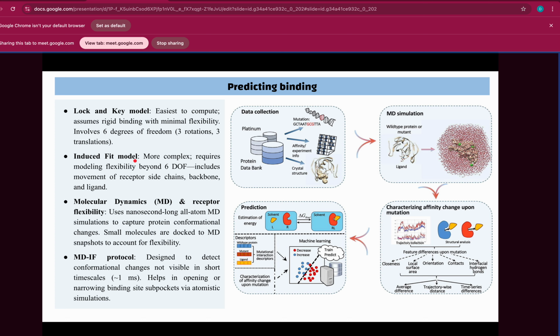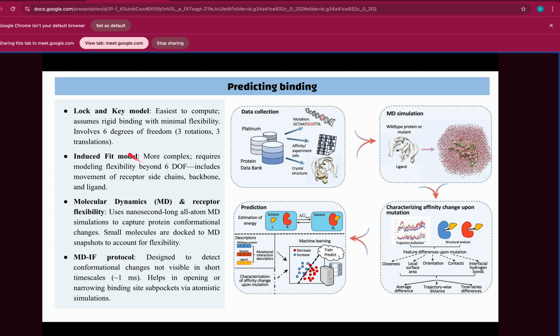Then if we talk about the induced fit model, it is quite complex, because now you are allowing your protein to move. So it requires modeling flexibility beyond 6 degrees of freedom, which includes movement of receptor side chains, backbone and the ligand. So in this case, you are making your protein flexible and your ligand also flexible. So now more than 6 degrees of freedom need to be calculated. So it will be complex, it will take a lot of time, although it will be better to represent, but it is time consuming. So it depends on what your aim is.